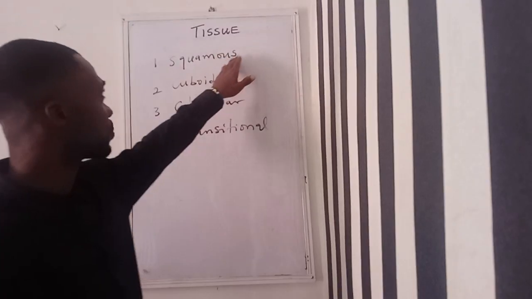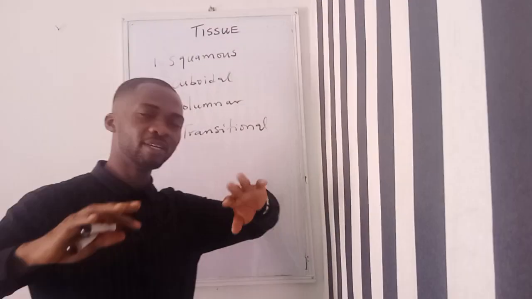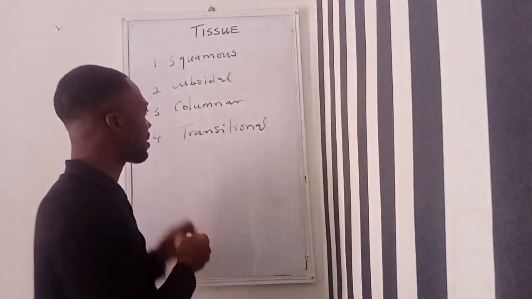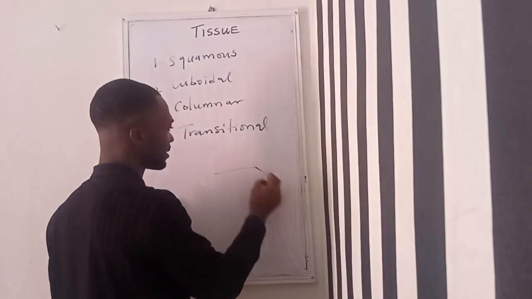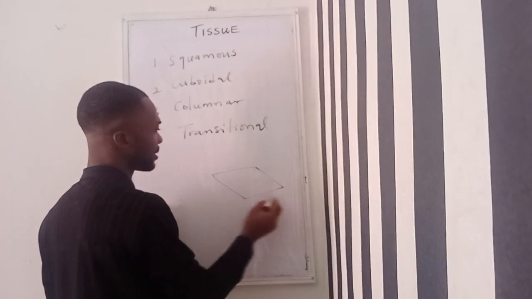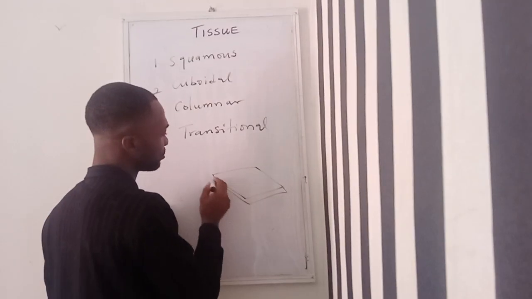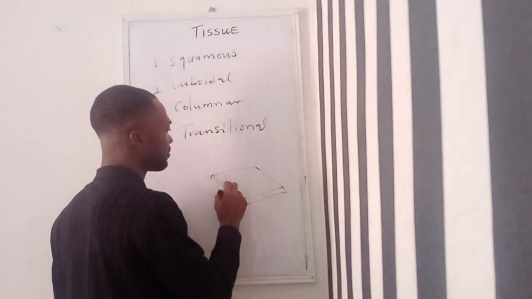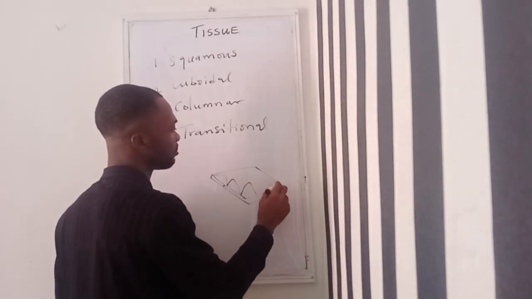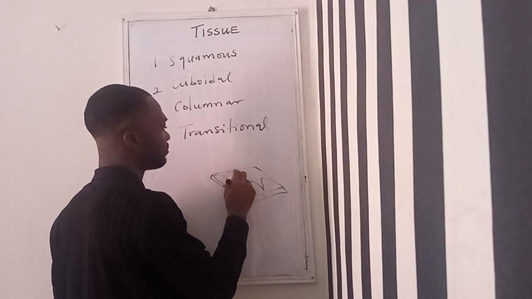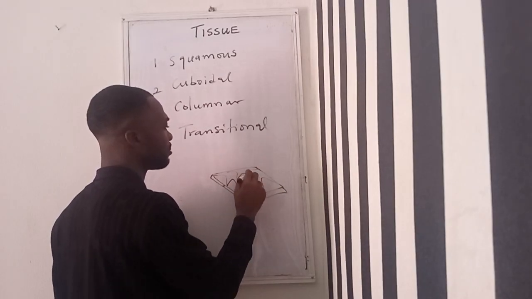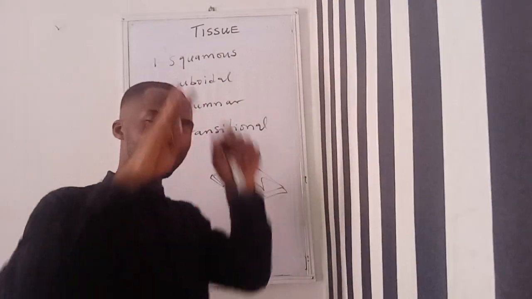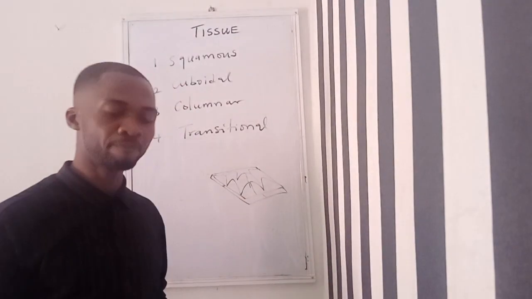So talking about the first one, squamous, you discover that the cells of the squamous epithelia are usually flattened. And apart from the fact that they are flattened, they look like paving stone when viewed from the surface. So if you're looking at it from the surface, it looks like a kind of paving stone.